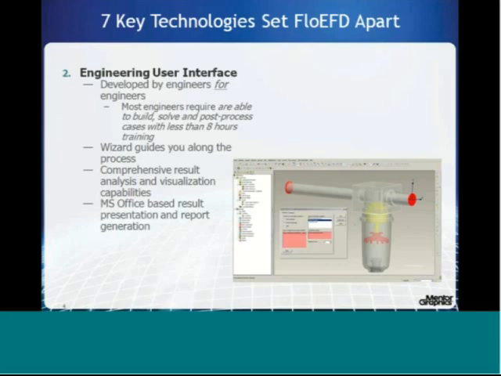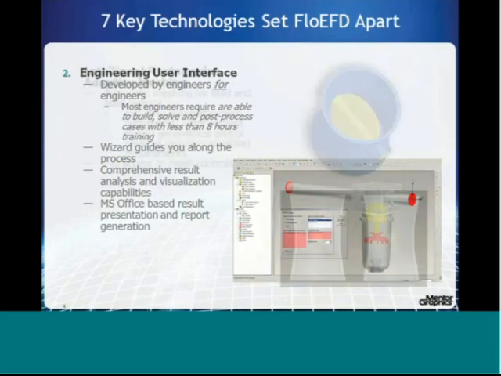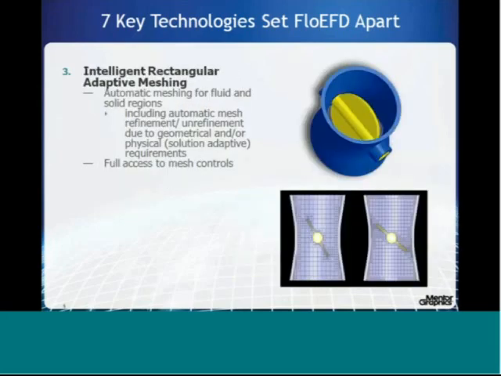For example, detailed reports can be created in a Microsoft Office Pro format simply with the touch of a button. Animations in the form of AVI files are very easily produced. The third key technology relates to our meshing technique.